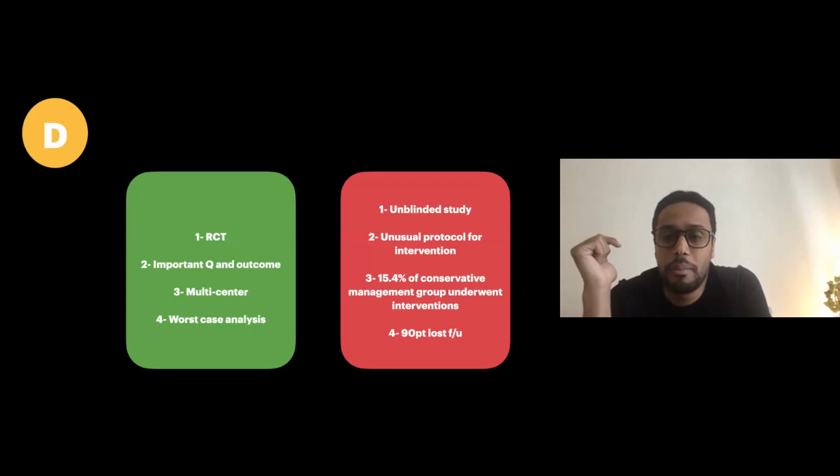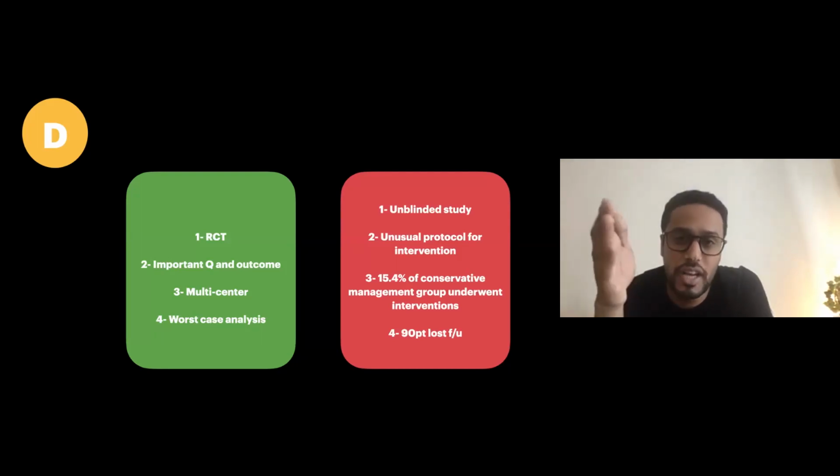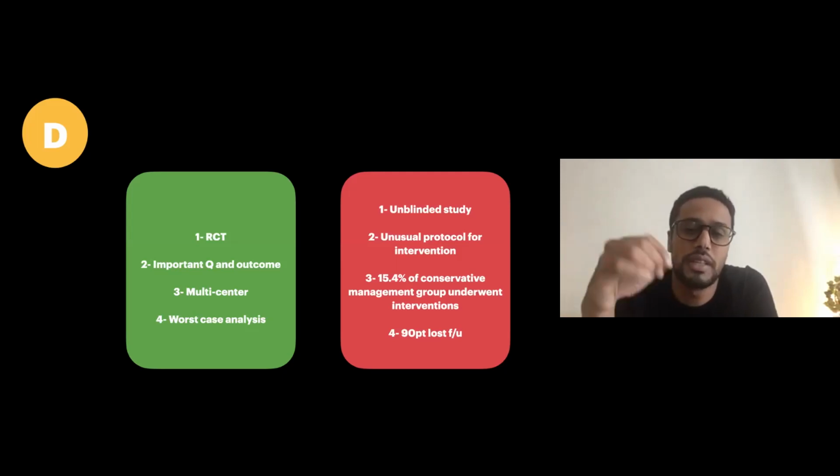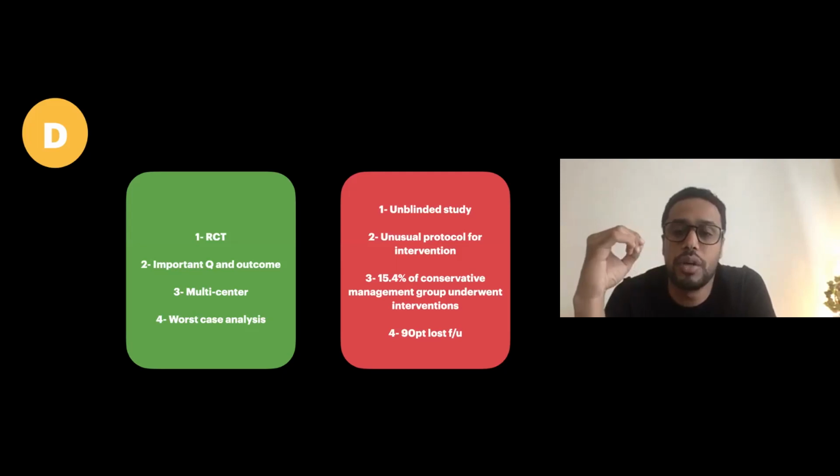And 15% in the conservative group went for intervention at the end because, as I mentioned, there were 5 criteria for those patients in the conservative group that they needed to intervene, and they had 90 patients that they lost to follow-up.